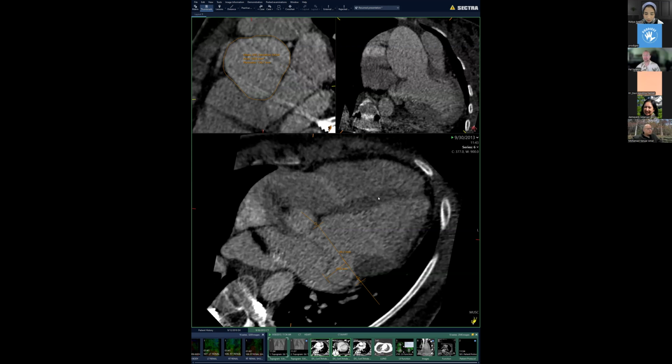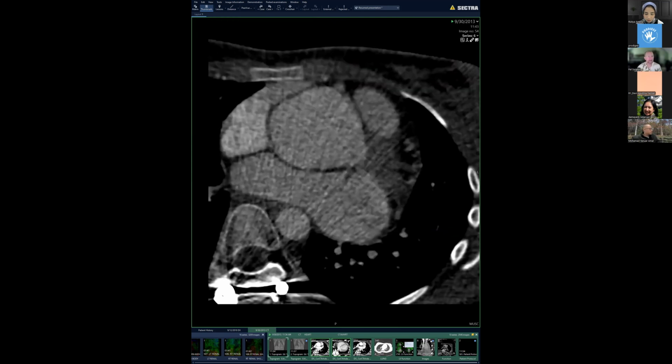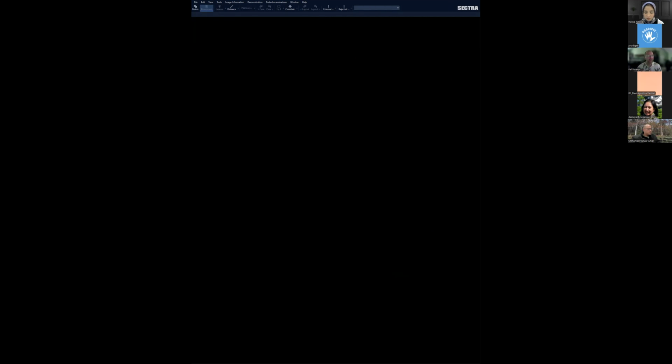So that would be the first case. Sticking with the theme of Marfan syndrome, this patient will actually have a chest wall deformity. This is a 36-year-old adult male patient.